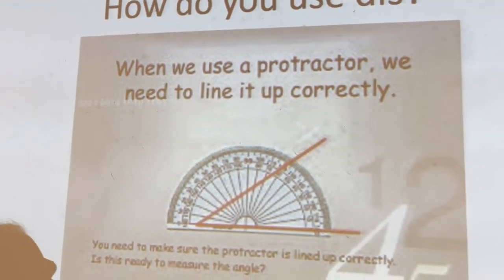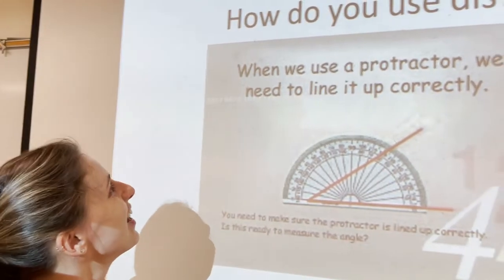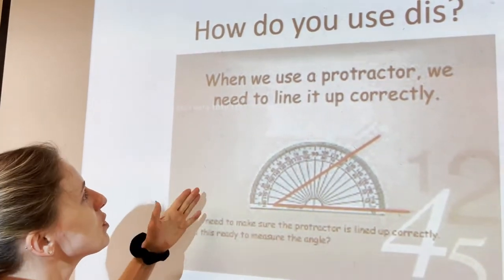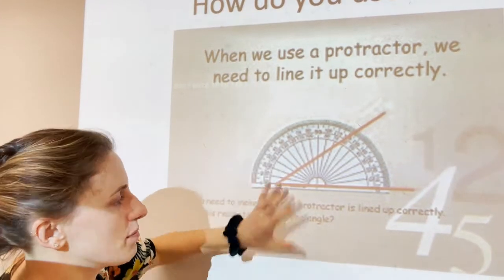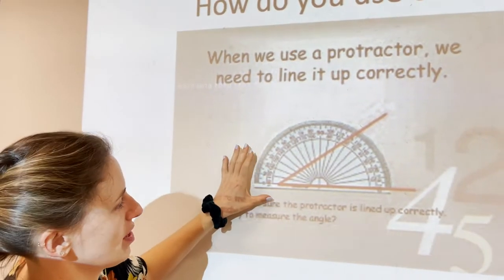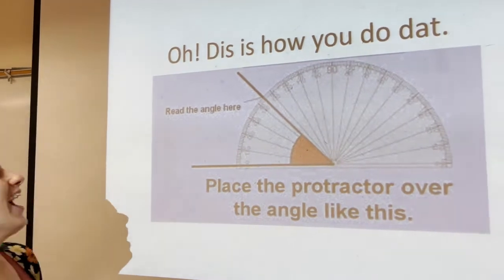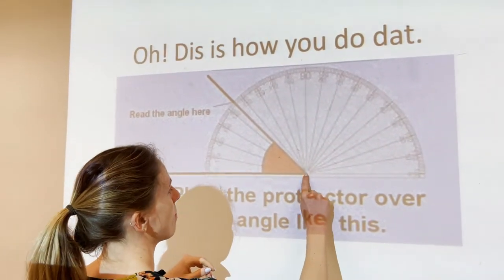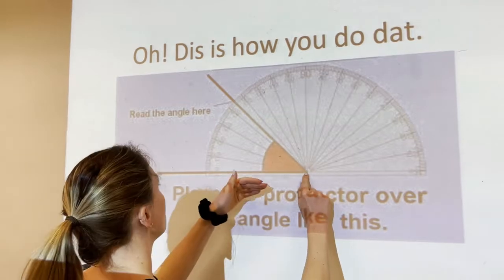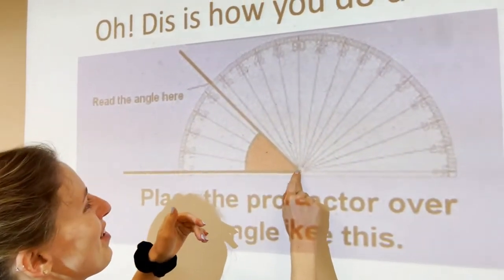Okay, so how do you use this? So this is our protractor, our friend the protractor. And when we use a protractor, we need to line it up correctly. This is not the correct way to line it up. Can you figure out what's going wrong here? Okay, so what should it look like? This is how you do this. We want to be lining up the vertex, the vertex, with the center here.